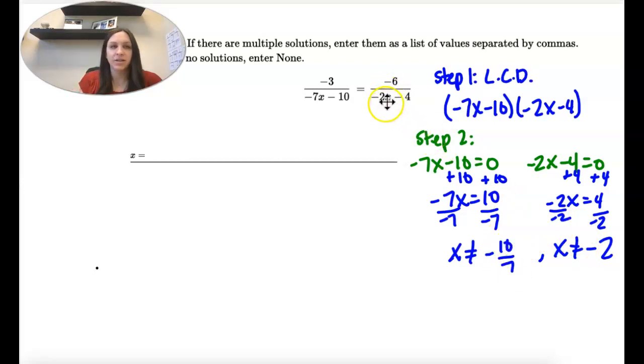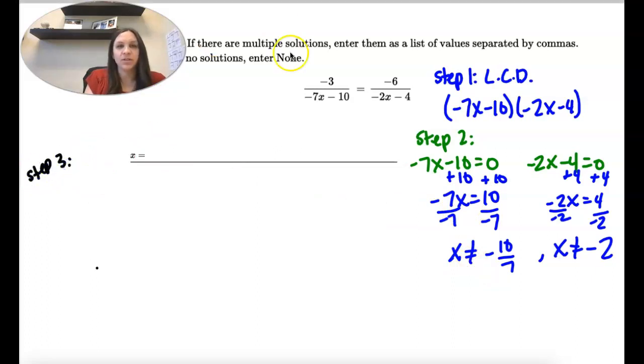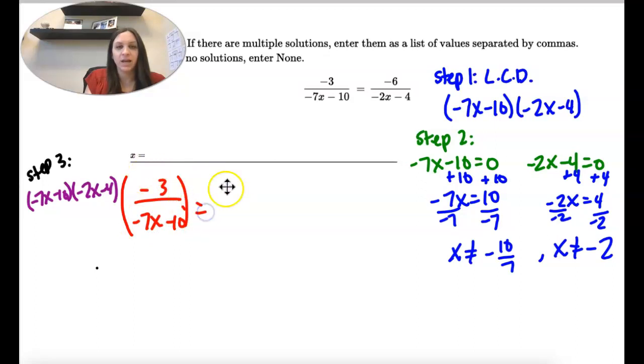If we put that here in for x, we'll get a 0 on the denominator, and that is bad. Okay? I'm going to do step 3 over here. This is where we're going to multiply both sides by our least common denominator. So I'm going to take negative 7x minus 10 times negative 2x minus 4, and we're going to multiply it by negative 3 over negative 7x minus 10, and we're going to multiply it over here too. So this is going to both of these, both sides.